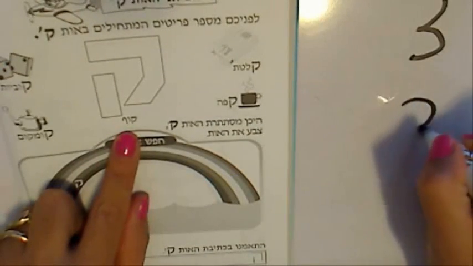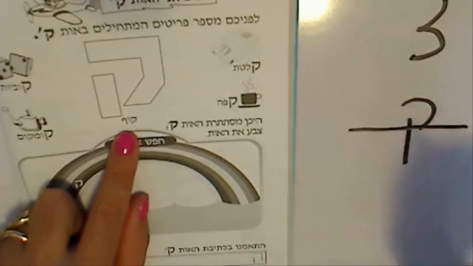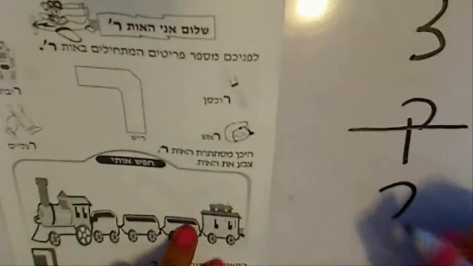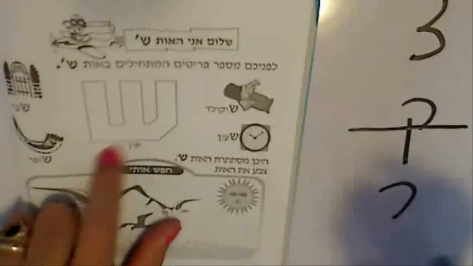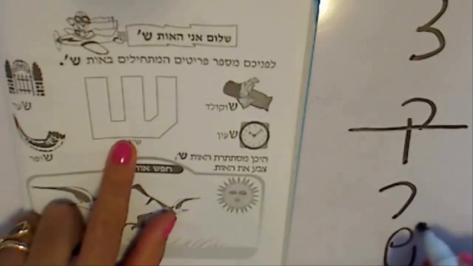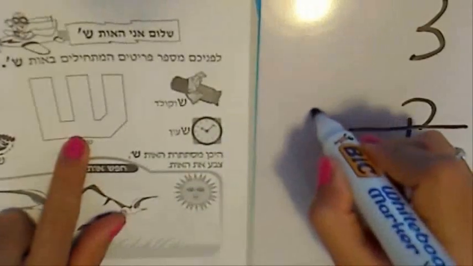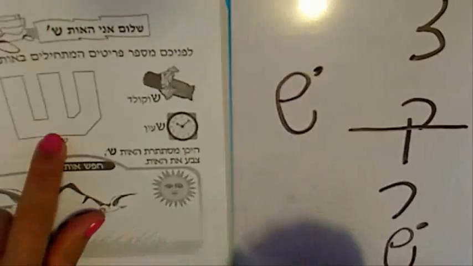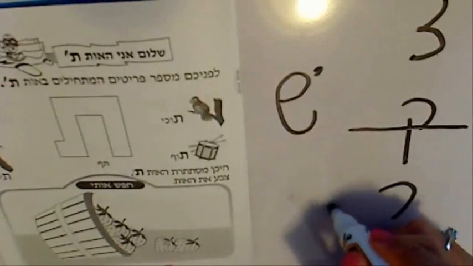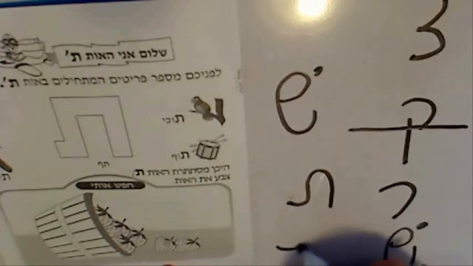Kuf. Somewhat similar. This is my line. The Kuf goes underneath the line. My Resh is the same. Resh. And then I have my sheen, which is totally different. It's like this. Sheen. And then I have the tav, which is the last letter, like this, or you can begin from here.